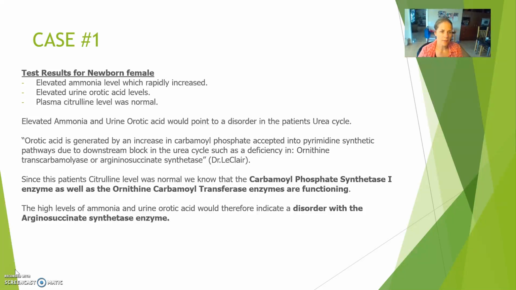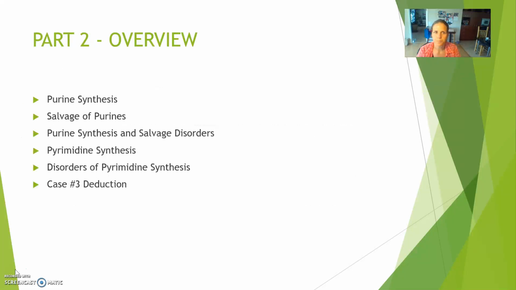So the elevated ammonia and urine uric acid would point to a disorder in the patient's urea cycle. Uric acid is generated by an increase in carbamoyl phosphate, and this is due to a downstream block in the urea cycle, such as a deficiency in ornithine transcarbamylase or argininosuccinate synthetase. Now, since this patient's citrulline levels were normal, we know that the carbamoyl phosphate synthetase 1 enzyme as well as the ornithine carbamyl transferase enzymes were functioning. But the high levels of ammonia and urine uric acid would therefore indicate a disorder with argininosuccinate synthetase.